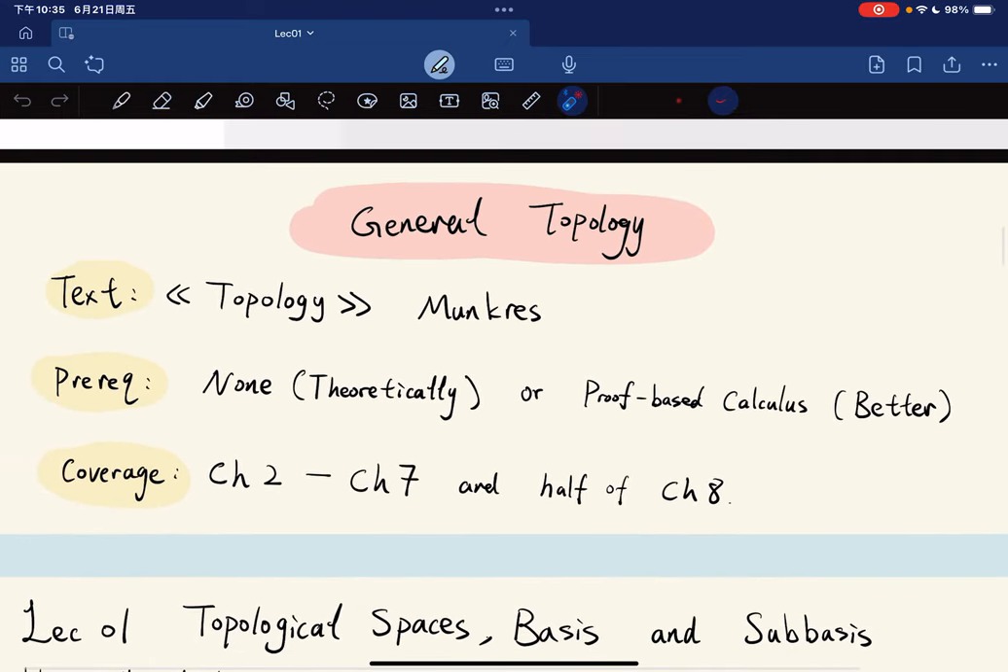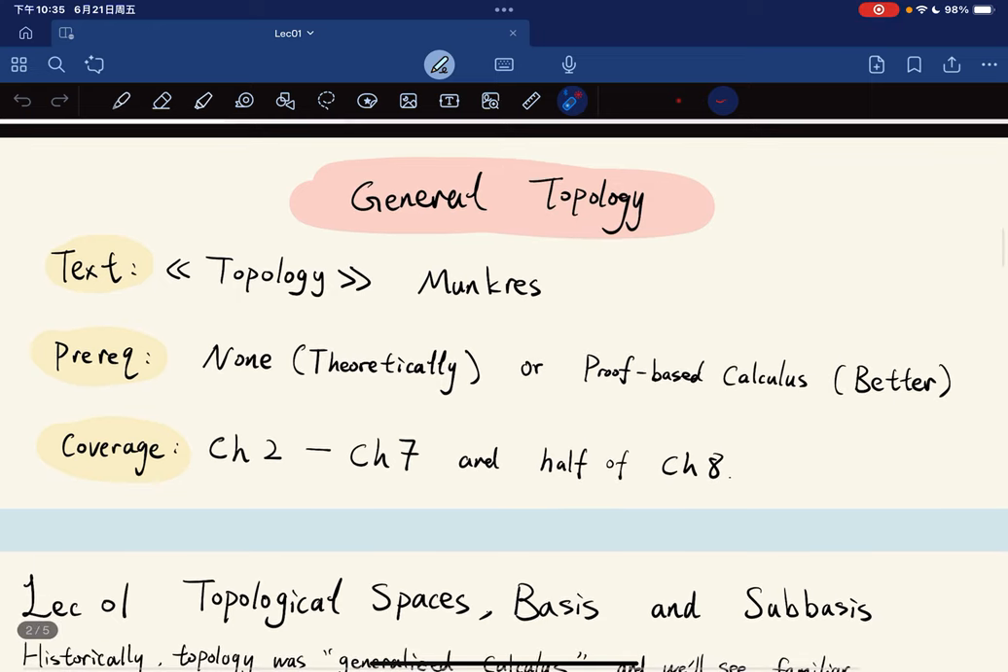Okay, so welcome to the general topology series lectures. We'll mainly be focusing on the text Topology by Munkres. The prerequisite for this course, theoretically, is none.